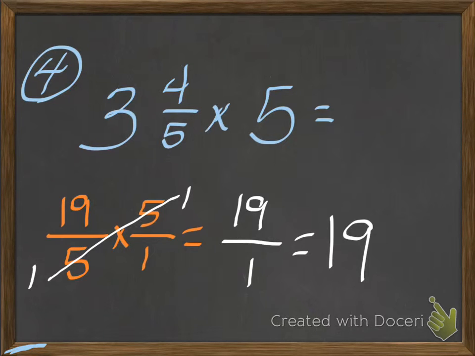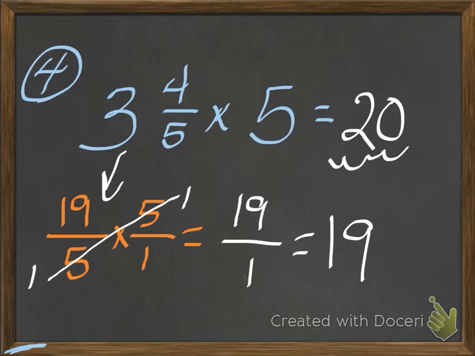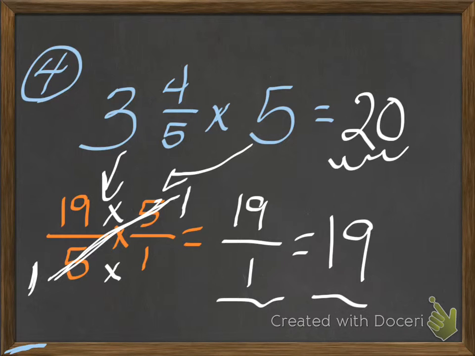Okay, so I know 3 4/5 is really close to 4, and 4 times 5 would be 20. So I know it's going to be close to 20. So I changed 3 4/5, and I got 19 fifths when I changed it. And then 5, I just put it over 1. I did some cross simplification, and I divided 5 by 5 and changed those to 1. Then I multiplied across the numerators and the denominators, and I got 19 firsts, which equals 19. So my final answer is 19.